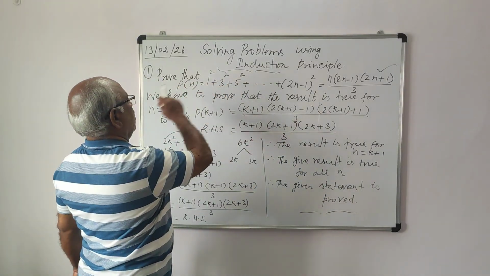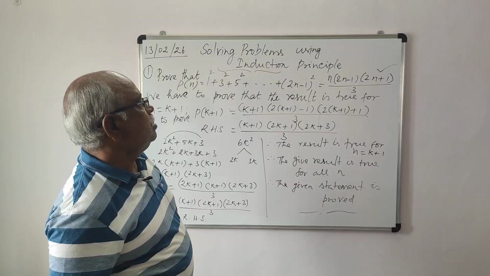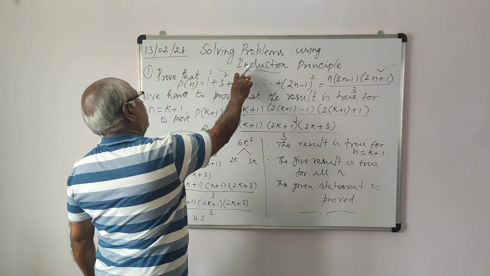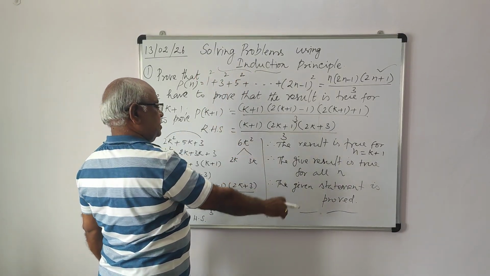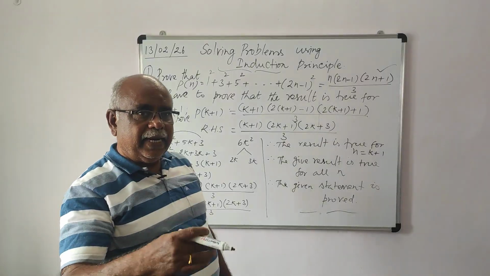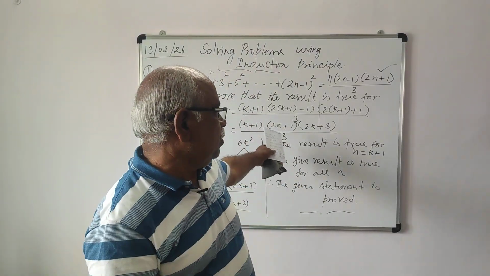That's all about this problem. So, the sum of the squares of all the odd natural numbers is proved by the induction method. That's all about the problem.